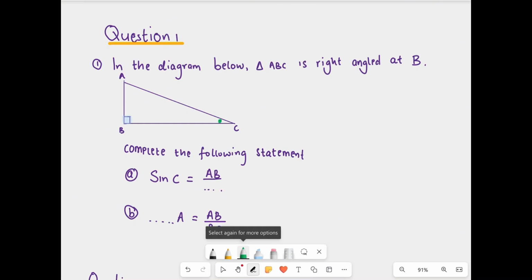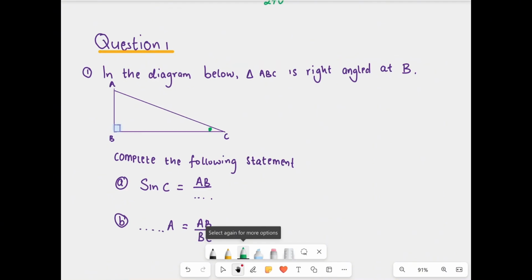So you need to remember the definition of sine here. What is the definition of sine? It is opposite over hypotenuse. So from angle C, my opposite is AB. That is why we have AB over, what is the hypotenuse? Remember, hypotenuse is always opposite to 90 degrees. So my hypotenuse here will be AC. So sine angle C is equal to AB over hypotenuse, which is AC. So the answer here is AC. And then question number 2.